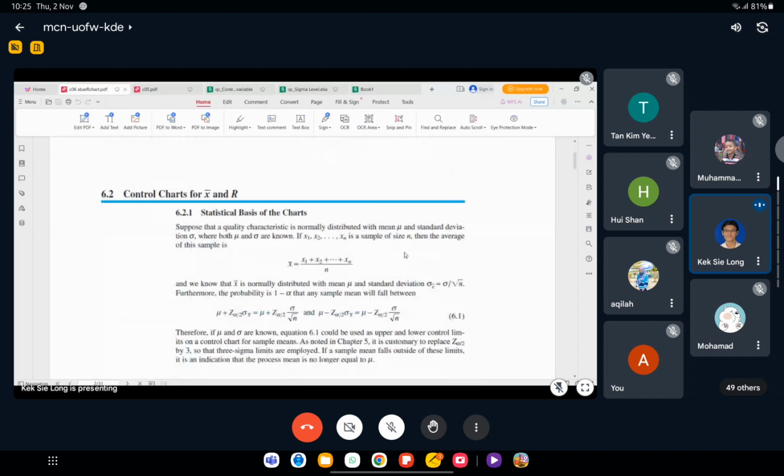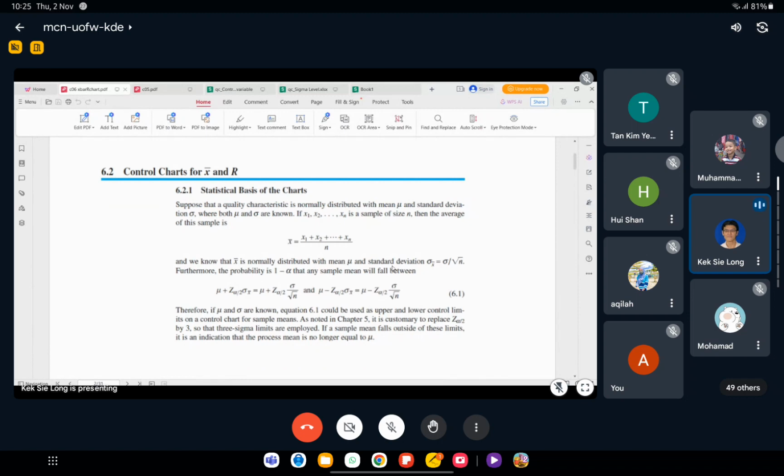Okay, coming back to what I wanted to mention just now, how to calculate the sample mean. You can see on the screen, this is the formula we use to calculate the sample mean. So X1, X2, X3 is a sample of size n. It means that X1 is a sample, X2 is a sample.